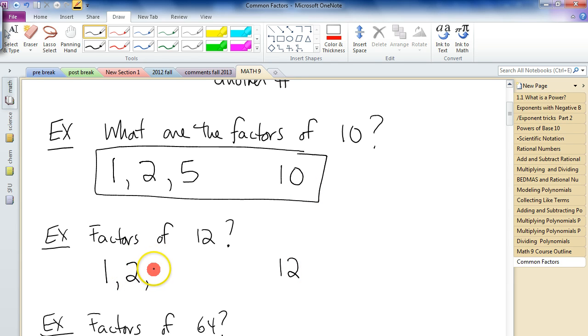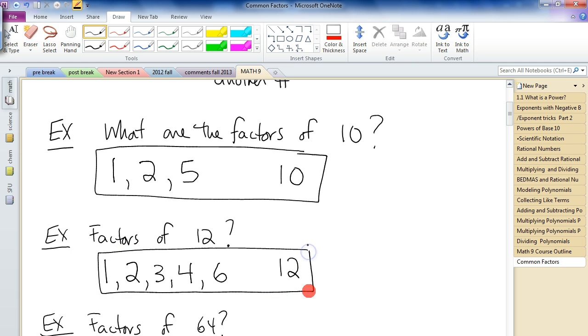About 3. Does 3 go into 12? Yes, it does. Does 4 go into 12? Yes, it does. Does 5? No. Does 6? Yes. 7, 8, 9, 10, 11, 12. There are your factors of 12.